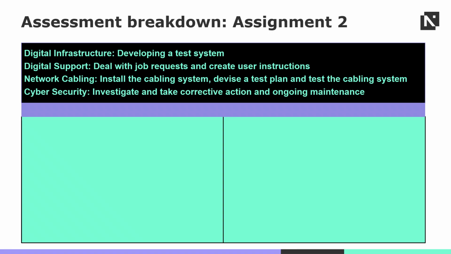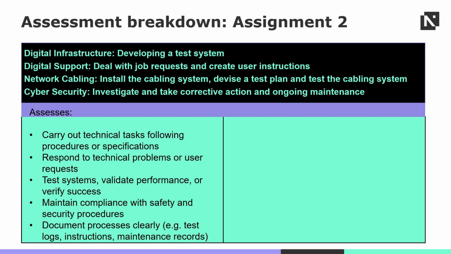Assignment 2 moves from planning to hands-on technical execution and introduces support and problem solving. In all OS routes, learners will need to carry out technical tasks following procedures or specifications, responding to technical problems or user requests, test systems, validate performance or verify success, maintain compliance with safety and security procedures, document processes clearly, for example, test logs, instructions or maintenance records.